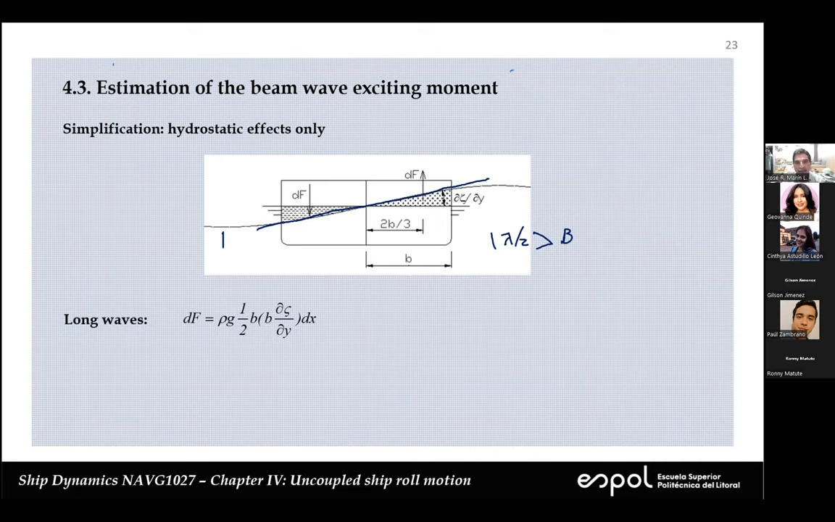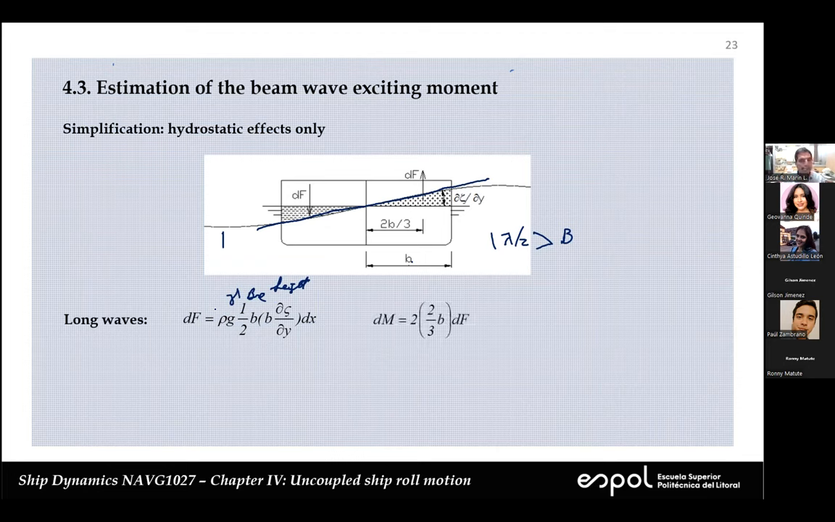So this area here is going to be this B times this height. And this height is going to be approximated as the slope of the wave multiplied by the semi-beam. So this is height. This is the base. So 1/2 base times height, that's the area. And in the x direction, we multiply by dx. And we multiply by rho g, that's gamma, that's force. As simple as that. As I said before, this is a hydrostatic simplification.